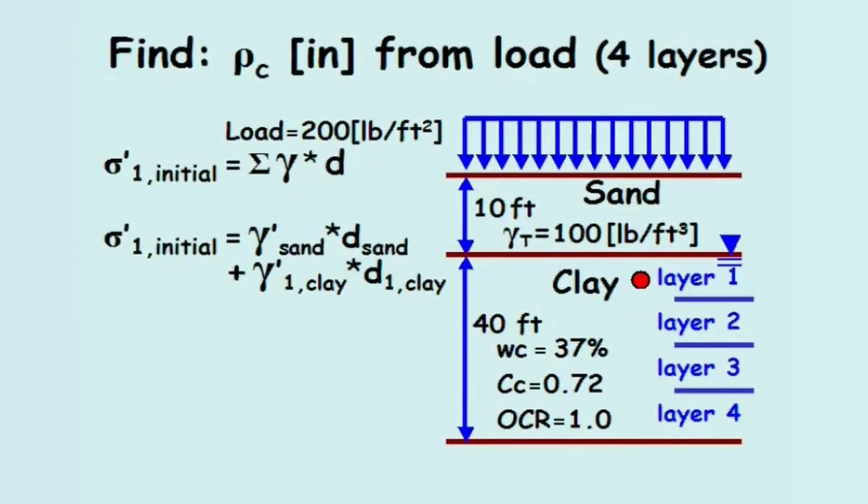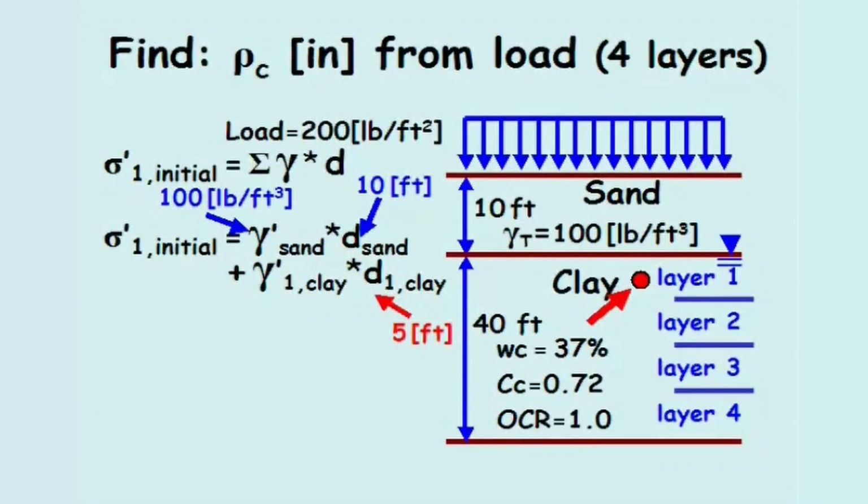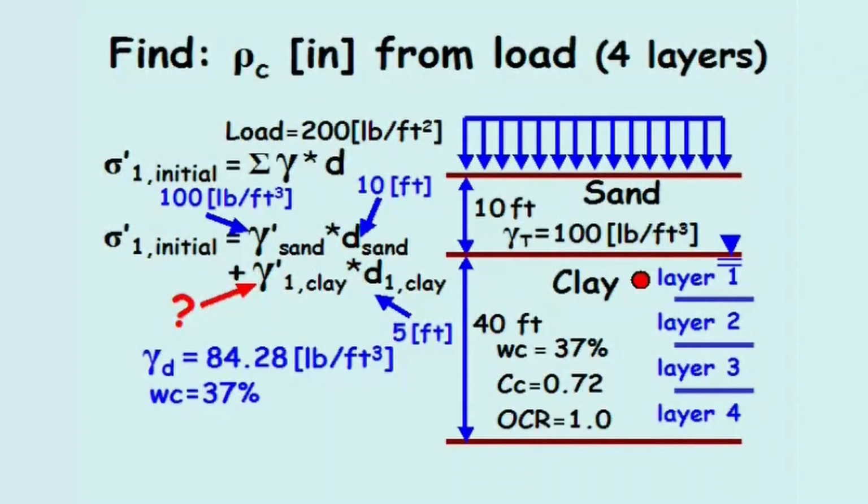The effective unit weight of the sand is 100 pounds per cubic foot, which is the same as the total unit weight since there is no pore water pressure. The depth of the sand layer is 10 feet, and the depth of the clay layer in the middle of layer 1 is 5 feet. And we do not know the effective unit weight of the clay layer. However, when solving for the initial void ratio, in one of our intermediate steps, we determine the dry unit weight. And knowing the water content, we can solve for the total unit weight.